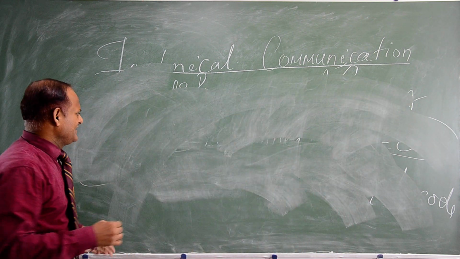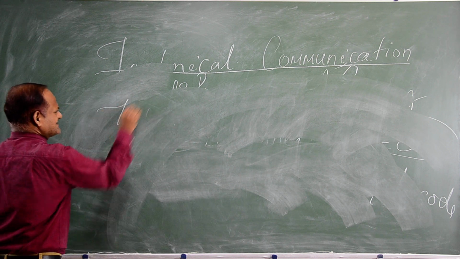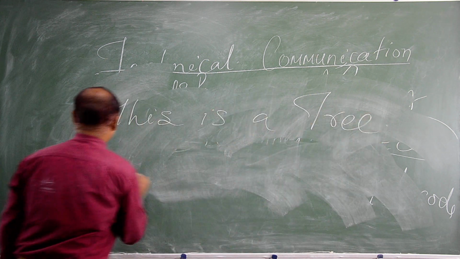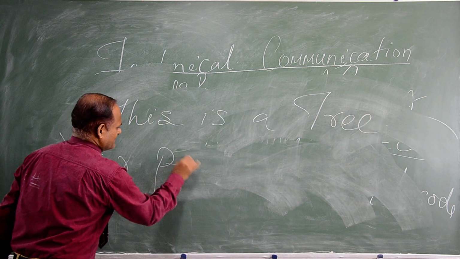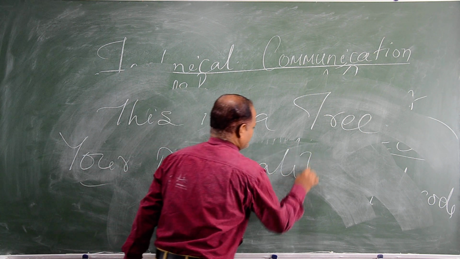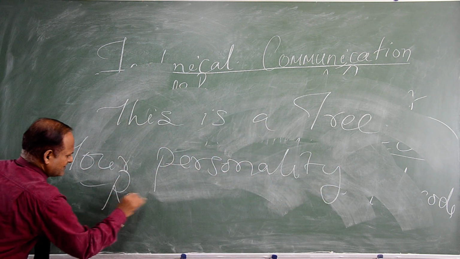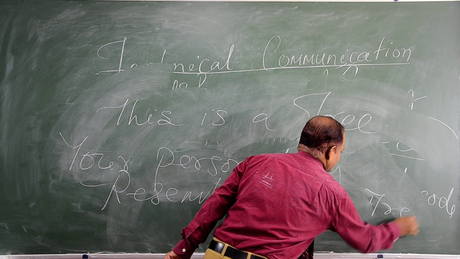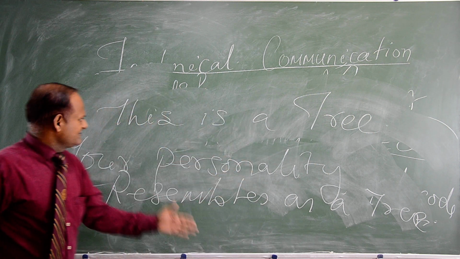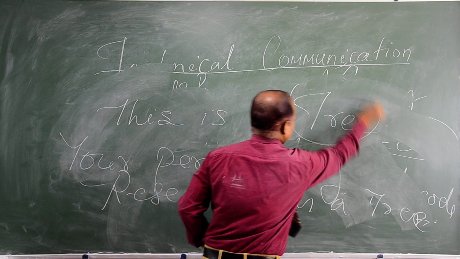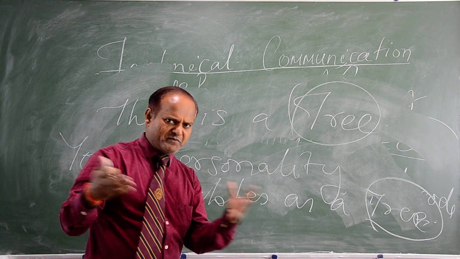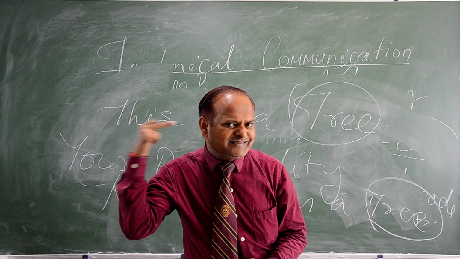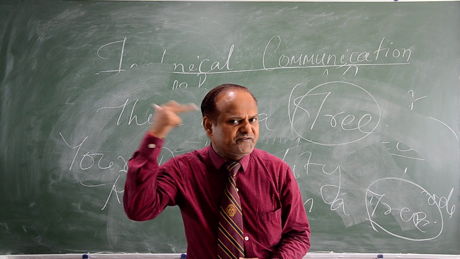If I write a sentence, just mark it. "This is a tree," and "Your personality resembles a tree." These are two sentences. I have used one specific word and I am trying to show how meaning varies. In the first case, "this is a tree." The moment anyone listens to that, what will he infer and how will his brain function?